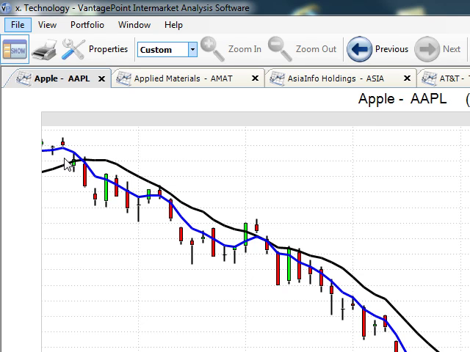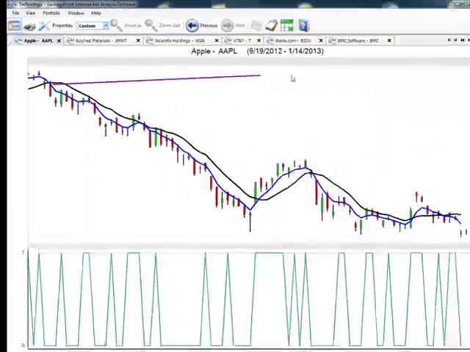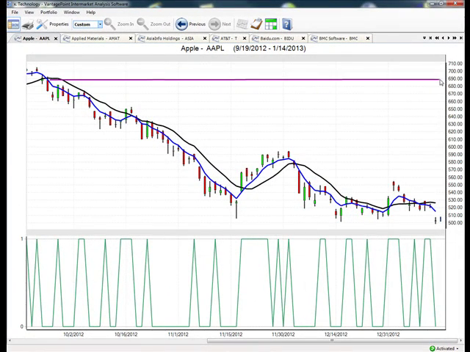So as you can see here, at the end of September, the blue line was above and crossed below the black line, predicting that Apple was going to start going down, and that's when Apple was around $700 a share, $690 a share. So this was a phenomenal opportunity for anyone to be able to buy a put option to ride this market down.